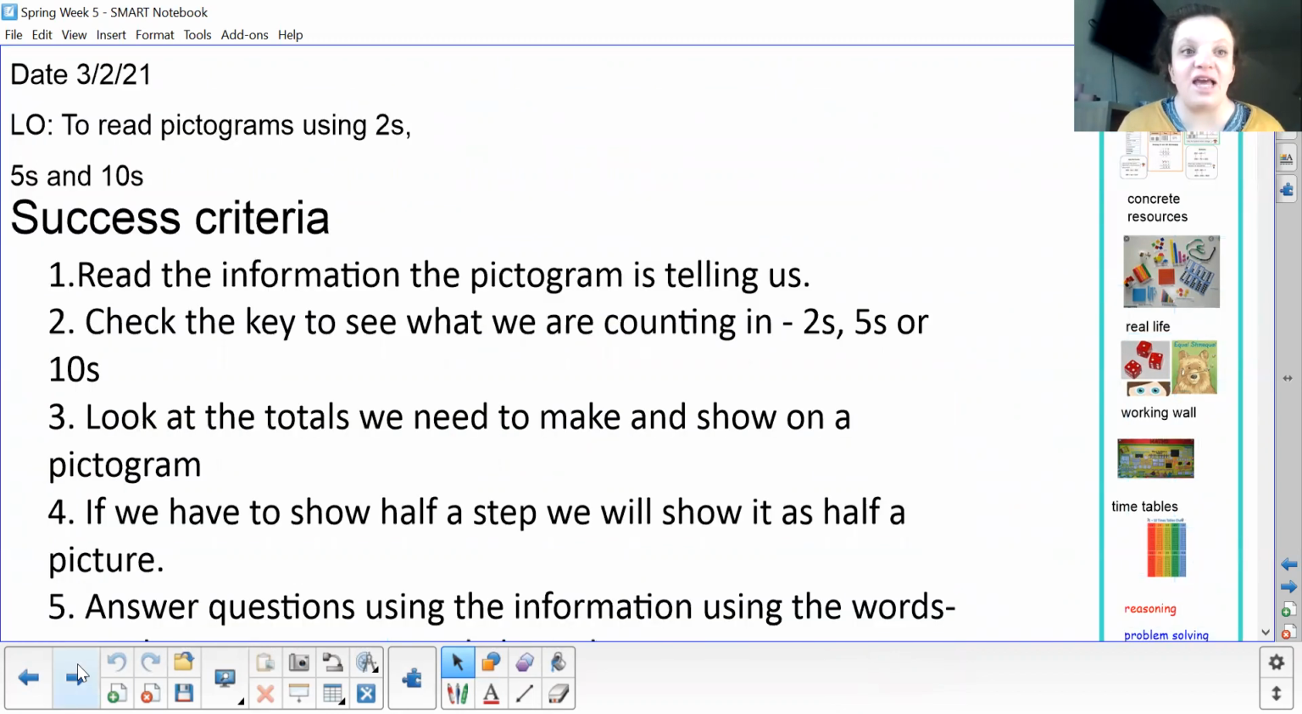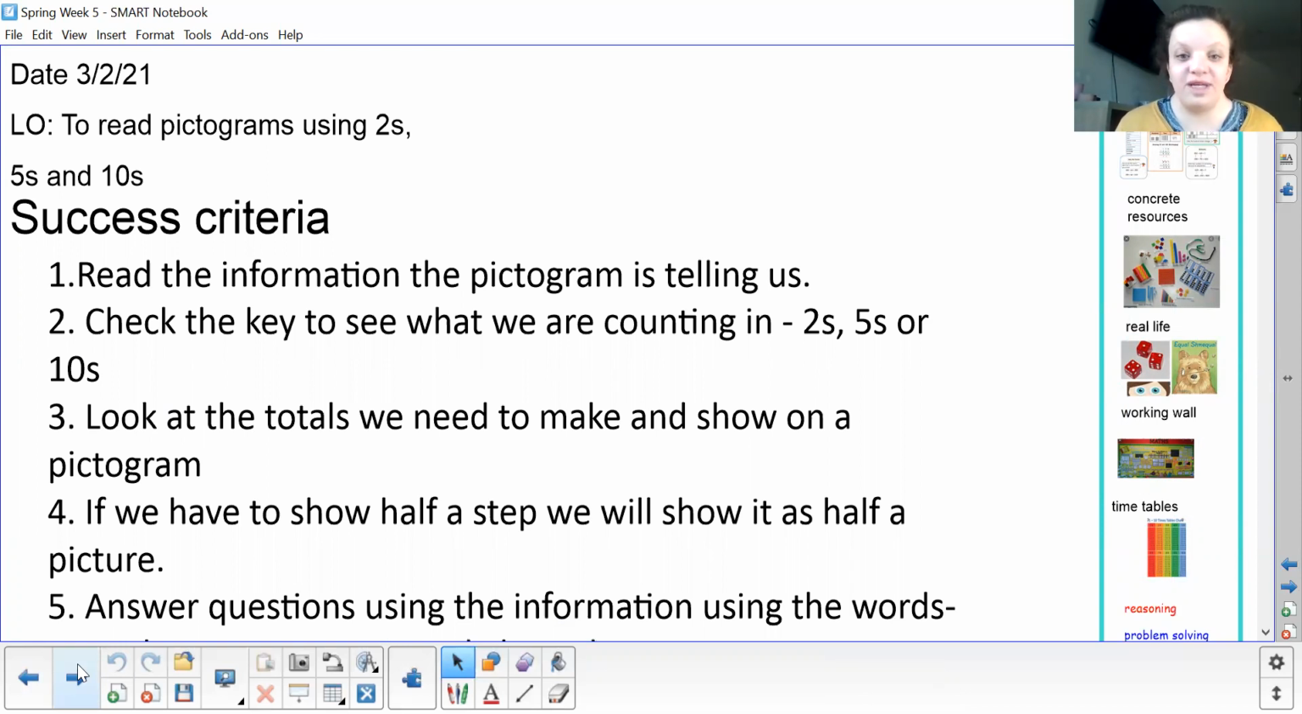Okay, so today we're going to read pictograms again using our 2s, our 5s and our 10s. We're going to read the information the pictogram is telling us. Is it a pictogram about shoes or animals or favourite food, whatever? We're going to check the key to see what we're counting in. So look at that little picture in the corner. Are we looking at 2s, 5s or 10s?